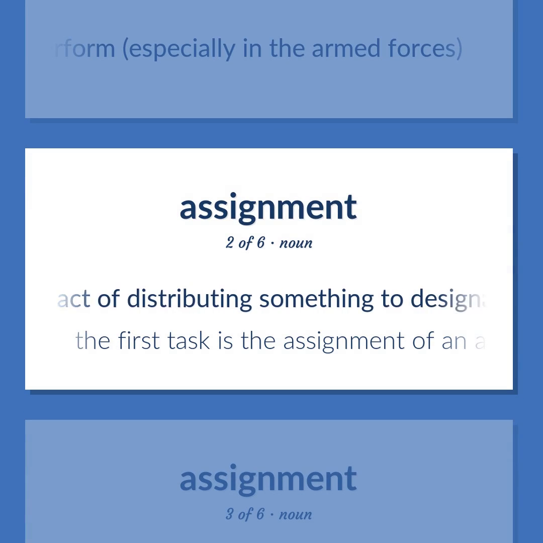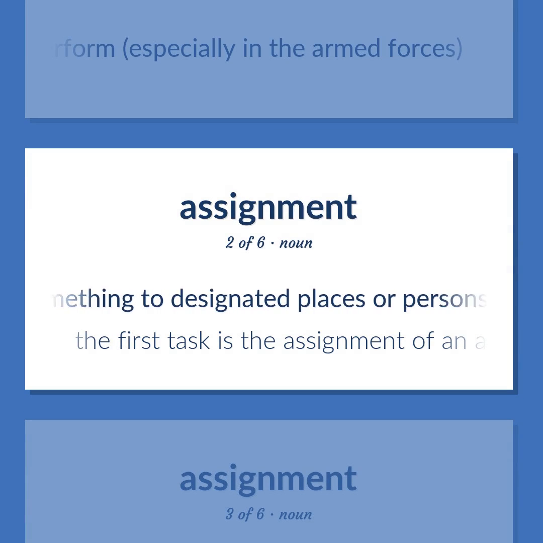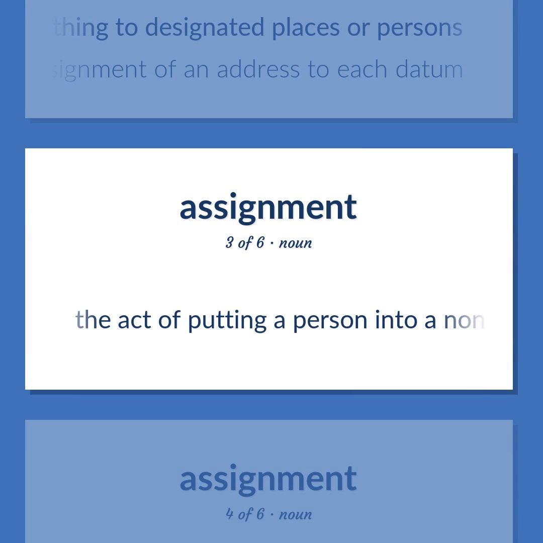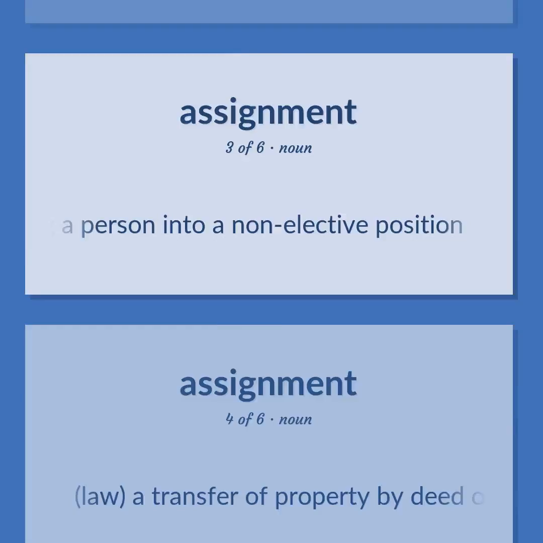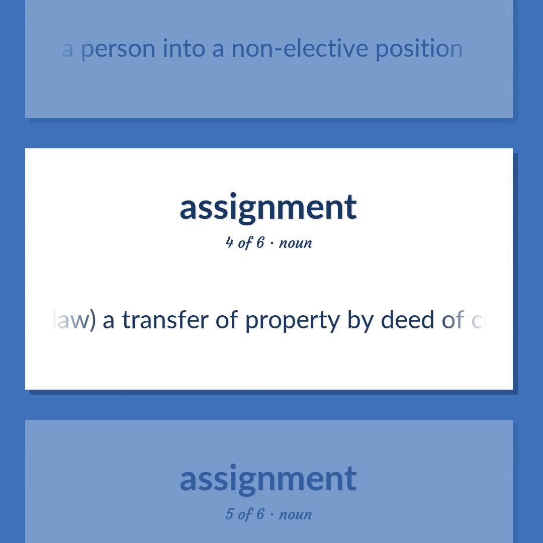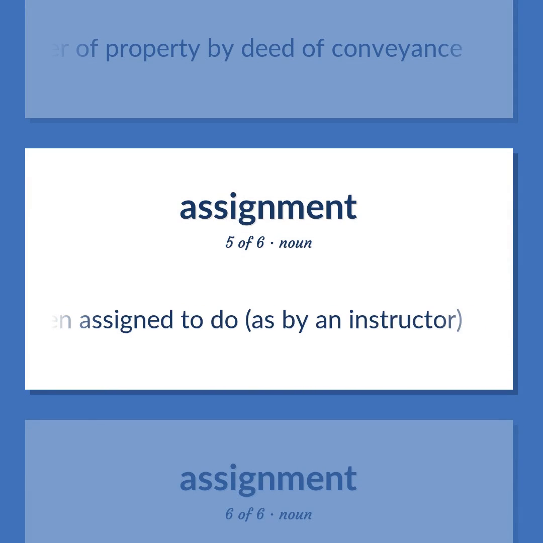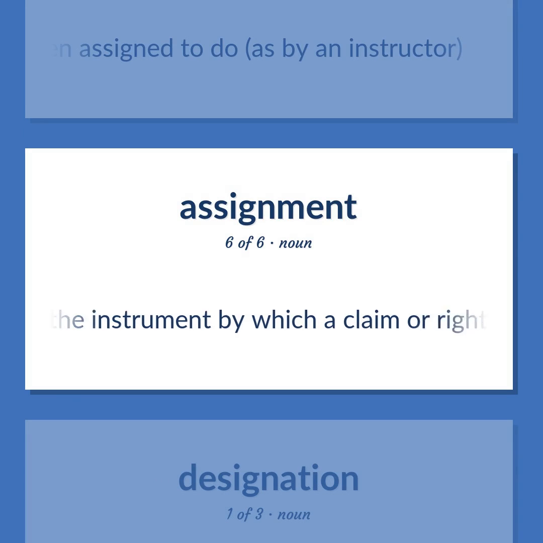The act of distributing something to designated places or persons. The first task is the assignment of an address to each datum. The act of putting a person into a non-elective position. Law. A transfer of property by deed of conveyance. An undertaking that you have been assigned to do, as by an instructor. The instrument by which a claim or right or interest or property is transferred from one person to another.